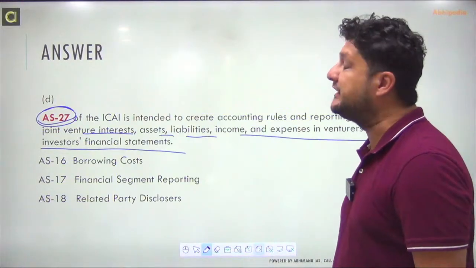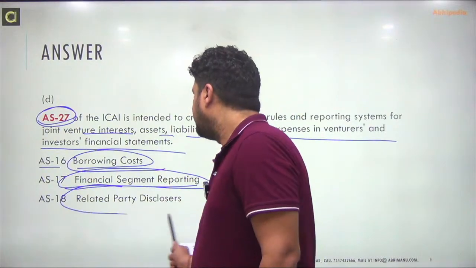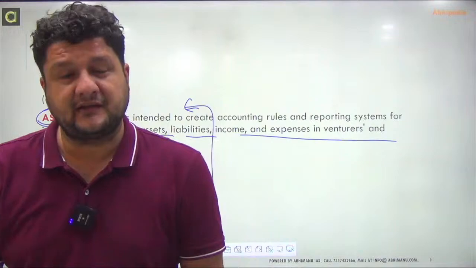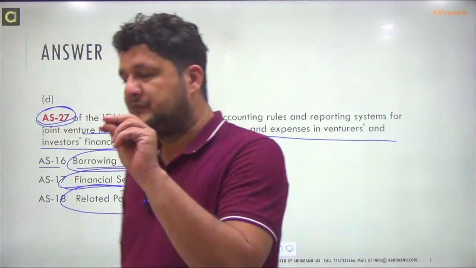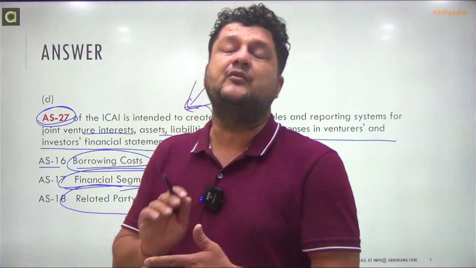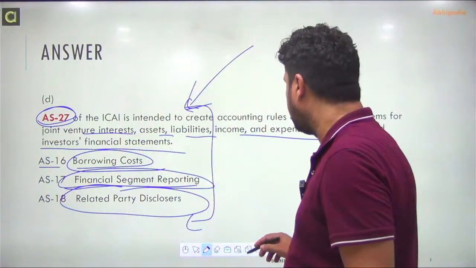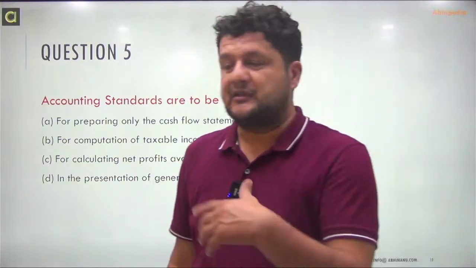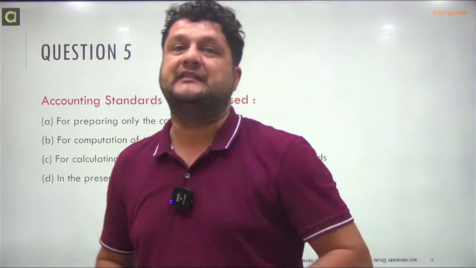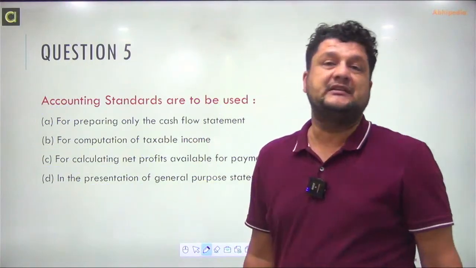This accounting standard 27. Accounting standard 16 is related to borrowing cost. Accounting standard 17 is related to segment reporting and related party disclosures. Detailed, in-depth analysis of such typical accounting standards will not be asked in this particular exam, because this is not a full-fledged accounting-based exam. It is not like you are attempting the CA Foundation or CA Inter exam. So don't go into in-depth analysis of tough ones like 17 and 16.